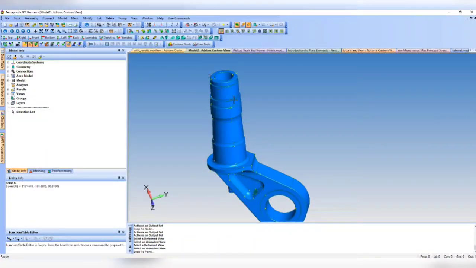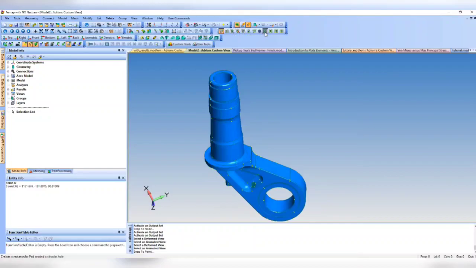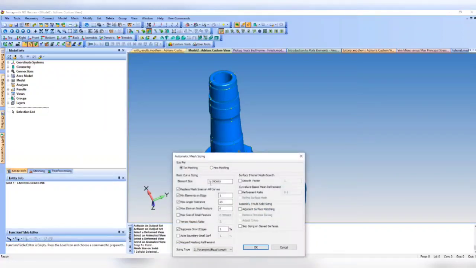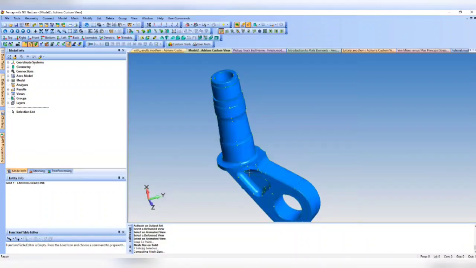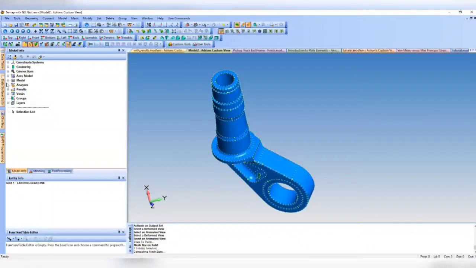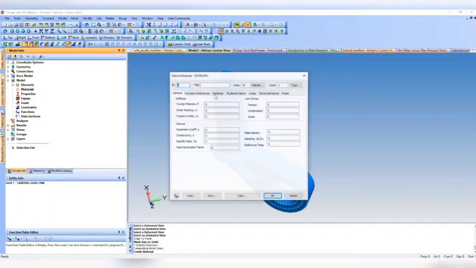So this is my CAD. I'm going to mesh seed it. Going to give it an element size of just 0.39. That's fine. It's mesh seeded. You can see those white holes. And then the first thing I need is I need to define a material.